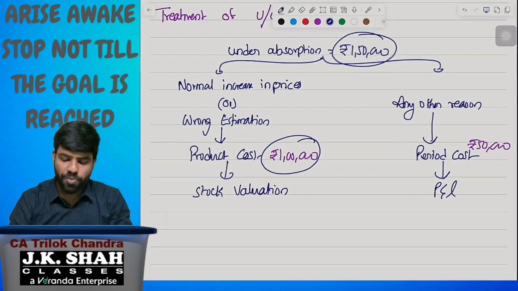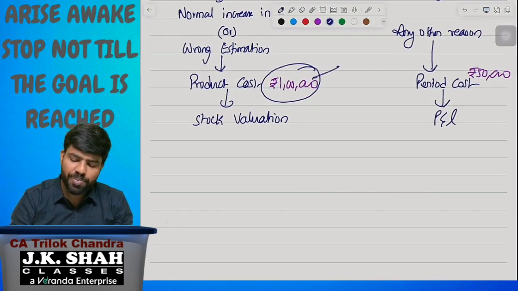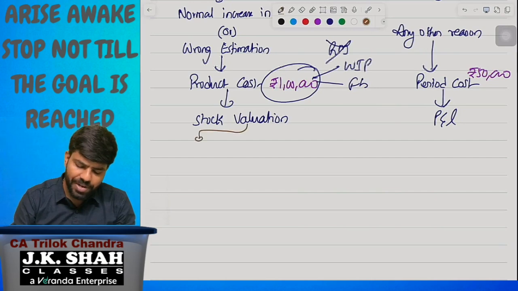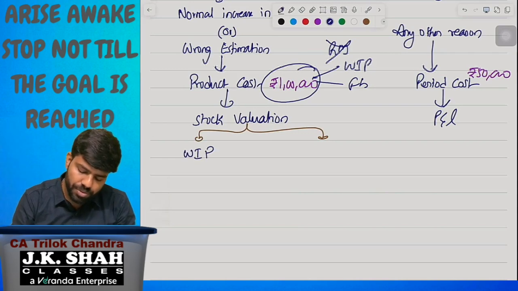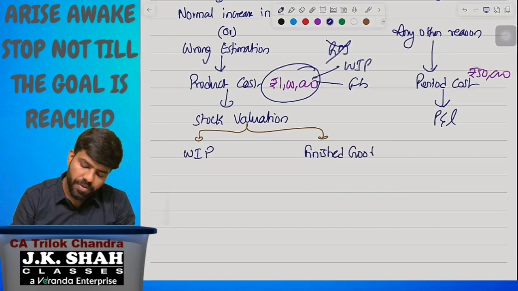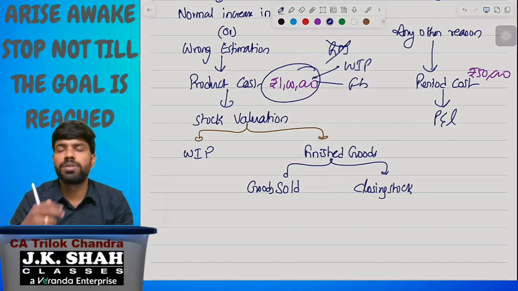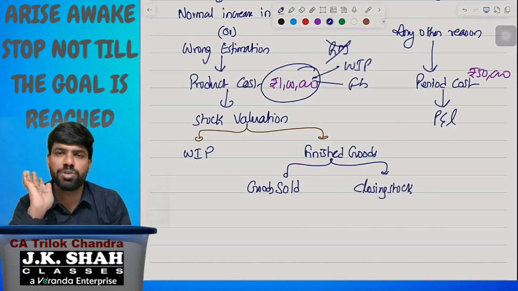Are you understanding? What I mean to say is, this 1 lakh rupees will be charged to work in progress and finished goods. We are not going to charge it to the raw material. So this will be classified into two categories: work in progress, and completed goods or finished goods. Finished goods again have two types: goods sold and closing stock. When it comes to finished goods, it will have two parts, goods sold and lying as a closing stock.